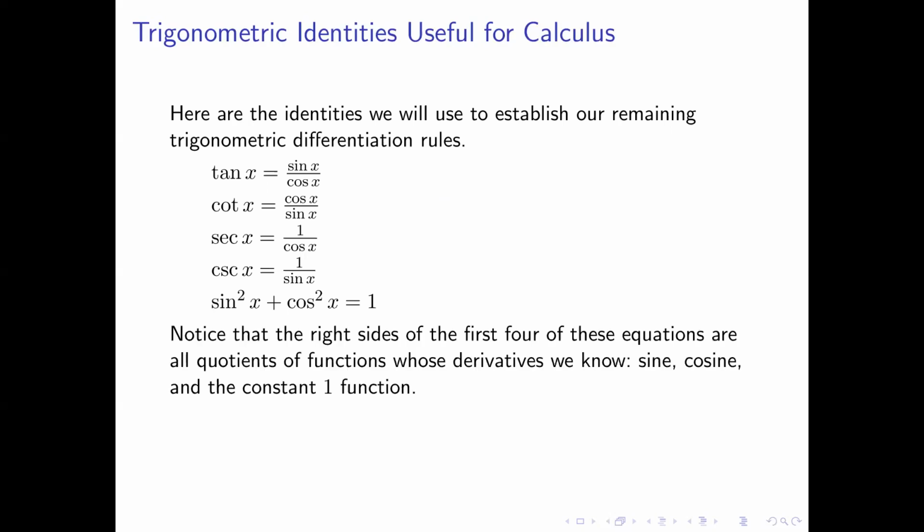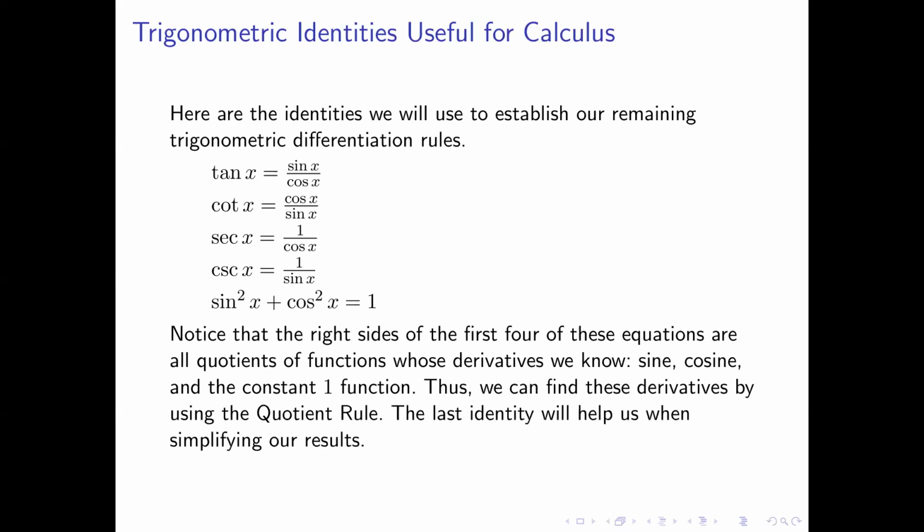This is sometimes called a Pythagorean identity because it's in effect a trigonometric version of the Pythagorean theorem. And if you look at the first four in this list of 5 identities, you'll see that they allow us to express the four functions we're interested in terms of functions whose derivatives we already know: sine, cosine, and the constant 1 function. So we'll be able to use the quotient rule applied to those four quotients in order to figure out the derivatives of the tangent, cotangent, secant, and cosecant functions. The last identity in that list, sine squared of x plus cosine squared of x equals 1, will help with simplifying once we've applied the quotient rule.